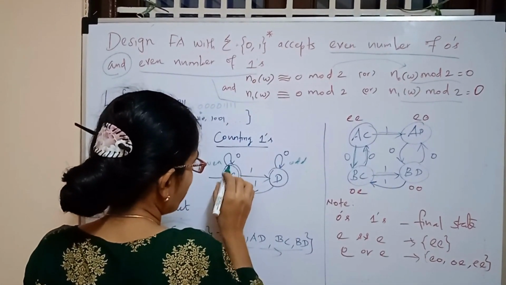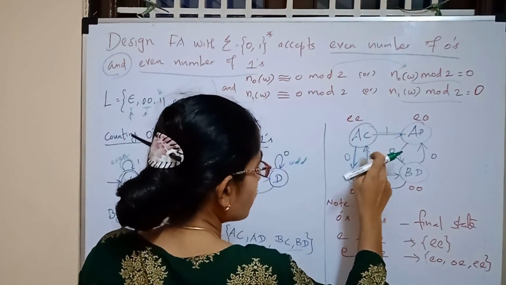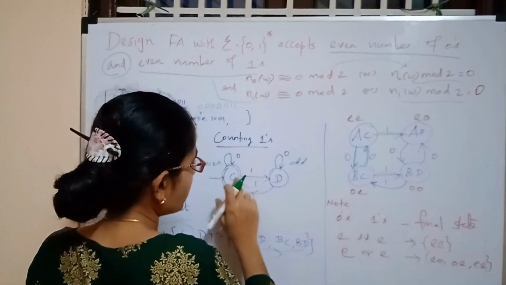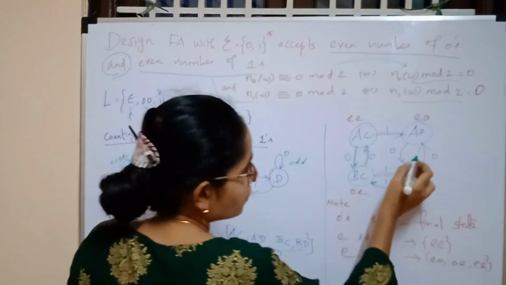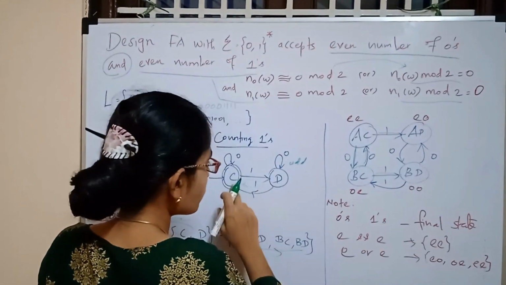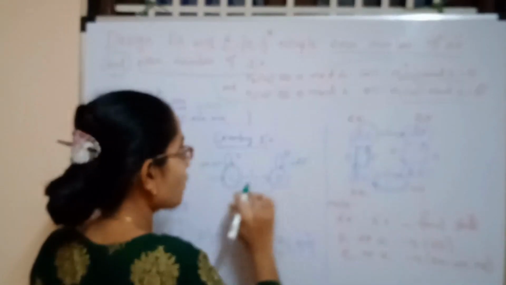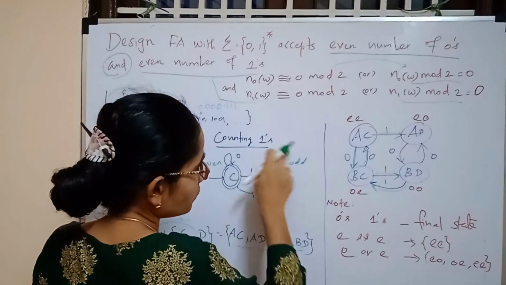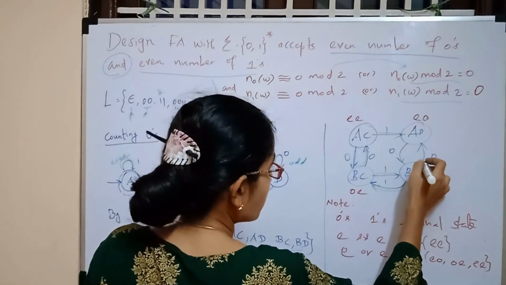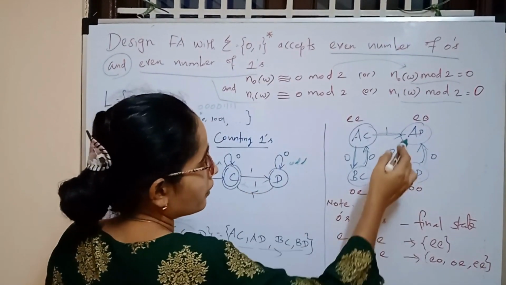So when I'm giving 0 on state C, it remains C. So it remains in the same state. C to C, we have already filled this transition, just leave it. C to D you have 1, you have already filled it, and D to C you have 1. So this transition will come, D to C you have 1. And then when you are reading 0 on state D, it goes to the same state. So D to D you have 0.